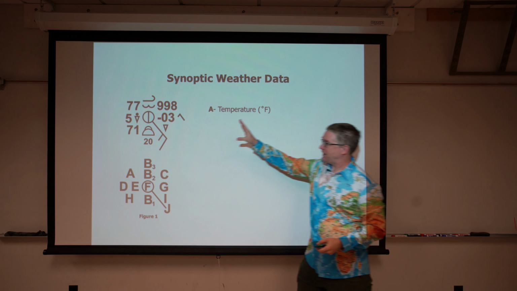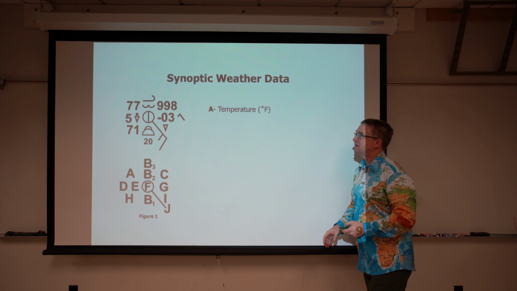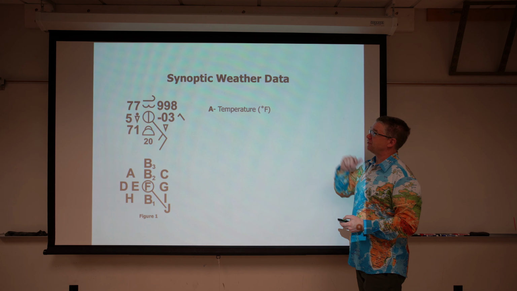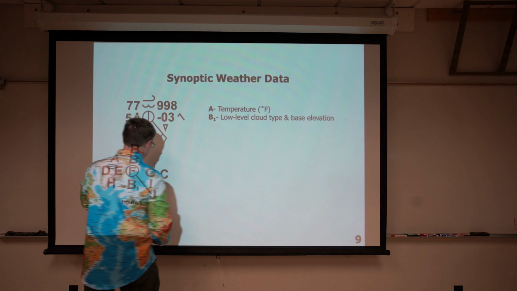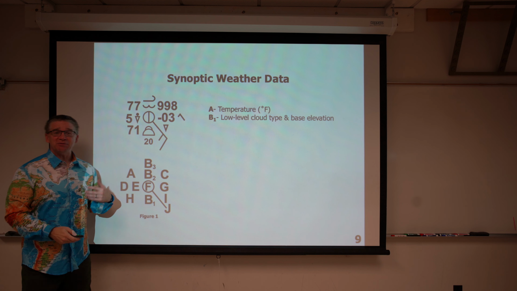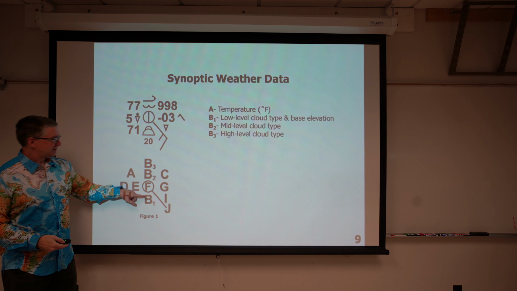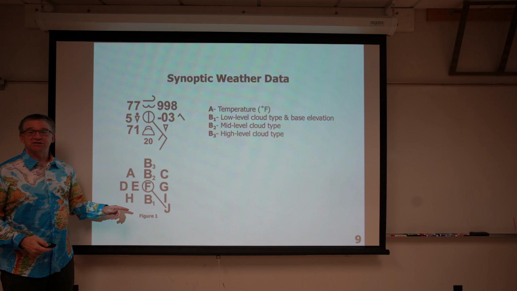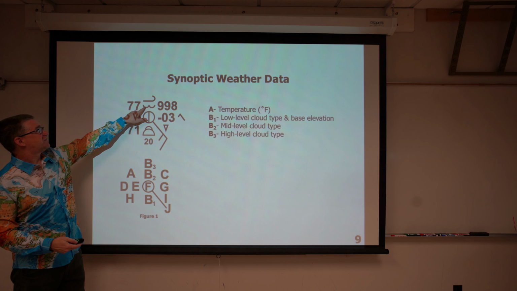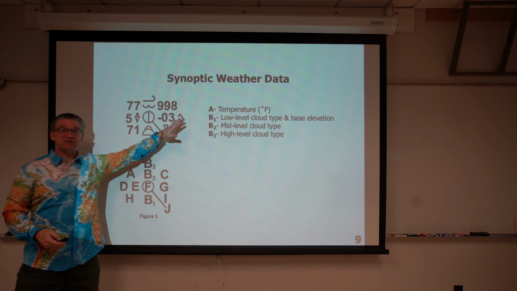And as we go through then the rest of these letters, we look at B. So B, we have B1, 2, and 3. These are going to be our clouds. B1 are going to be our low-level clouds. B2, mid-level clouds. B3 are high-level clouds. And those clouds have certain symbols. The cloud symbols we'll get into next week, but that's just what those are.